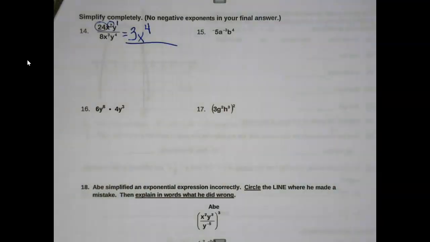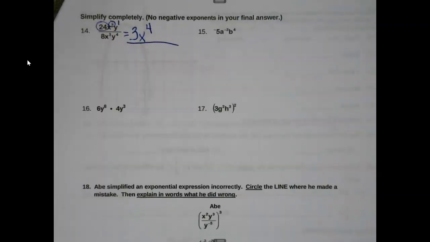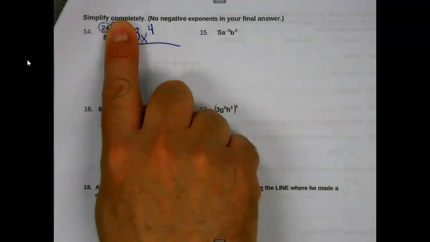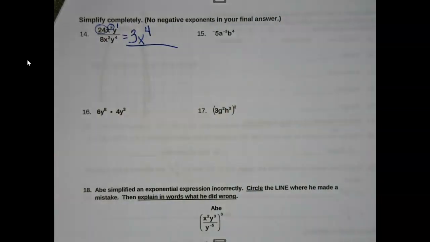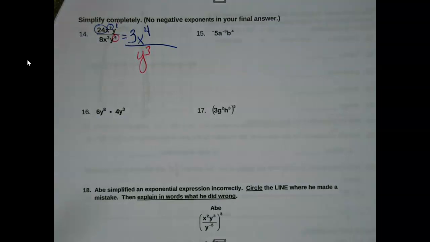Now for the next one, we're still going to subtract. We're still going to do bigger. Right here, I'm subtracting exponents on my x's. But there's 24. Big numbers do not play by the little number rules. 24 divided by 8 is 3. And then my y's, 4 minus 1 is 3. The bigger exponent's on the bottom. I'm done.